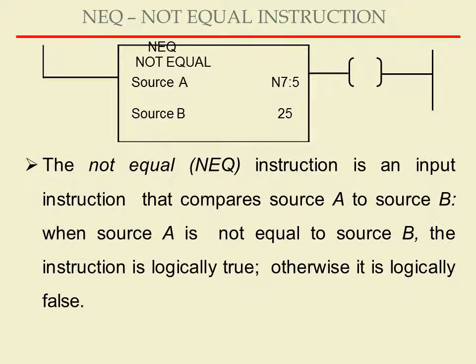Next is NEQ, not equal to. The not equal to, that is NEQ instruction, is an input instruction that compares source A to source B. When source A is not equal to source B, the instruction is logically true, otherwise it is logically false.